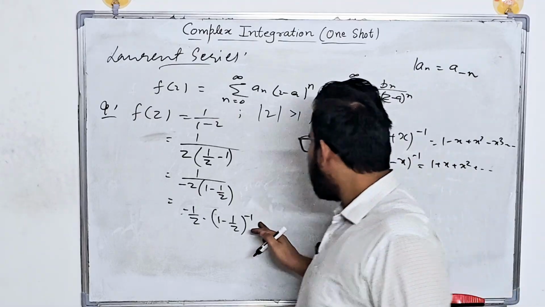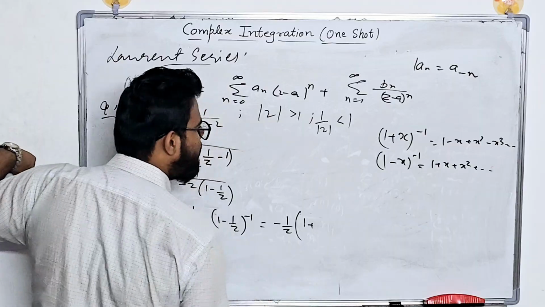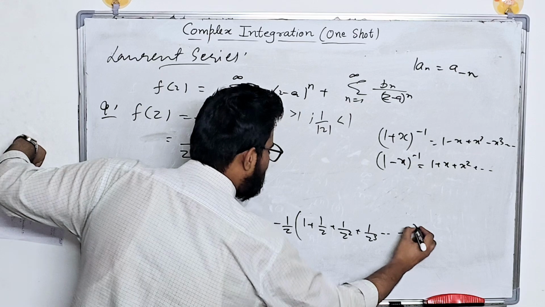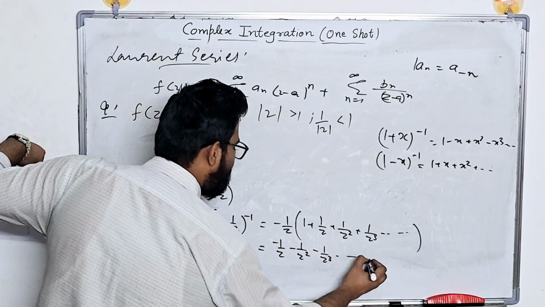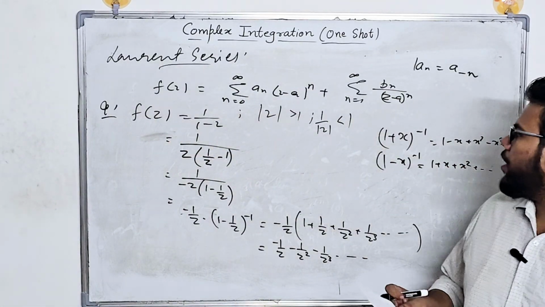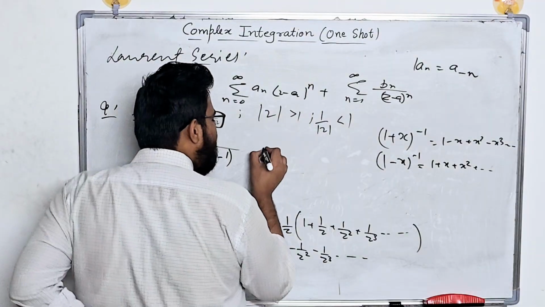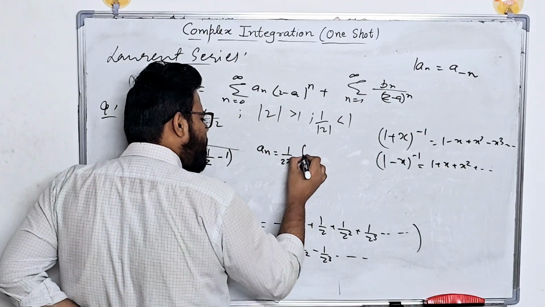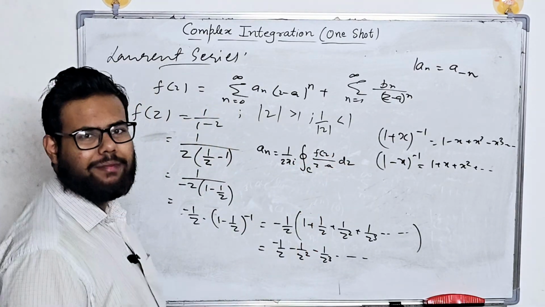Okay, so now just apply this expansion. You will have negative 1 by z times the quantity 1 plus 1 by z, 1 by z square, 1 by z cube and so on till infinity. So it is negative 1 by z, negative 1 by z square, negative 1 by z cube and so on till infinity. And that is the Laurent expansion for 1 upon 1 minus z for mod z greater than 1, right? Okay. And we can say one more thing, that a_n over here is basically 1 upon 2 pi i times the integral of f(z) over (z minus a) to the power n plus 1 dz, right? That is it. Okay.